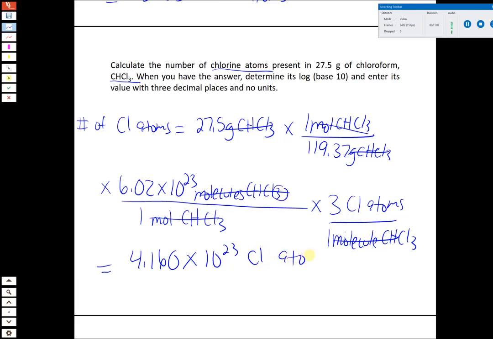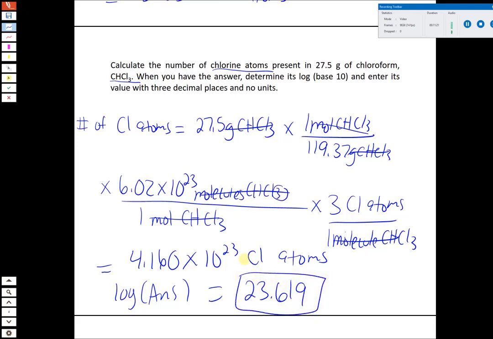This problem wanted us to take the log of that answer, so the log of that is going to be 23.619. Alright, so that's the number that we enter into Blackboard. Okay, so again, very similar series of steps as the last time. This time we weren't looking for the total number of atoms, we were just looking for one type, chlorine, so we just had to look at the formula and see how many of those were in the chemical formula.